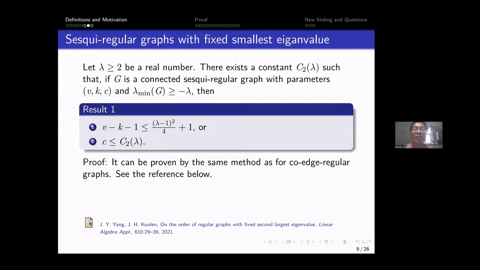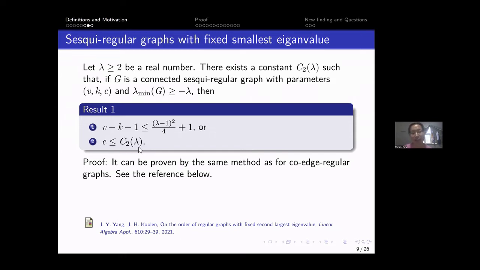The first result is very similar to the result for co-edge regular graphs. It says that given a real number lambda, we can find a constant C2(lambda) such that if G is a connected sesqui-regular graph with these parameters and the smallest eigenvalue is at least minus lambda, then either V minus K minus 1 is bounded by lambda or C is bounded by a function of lambda.